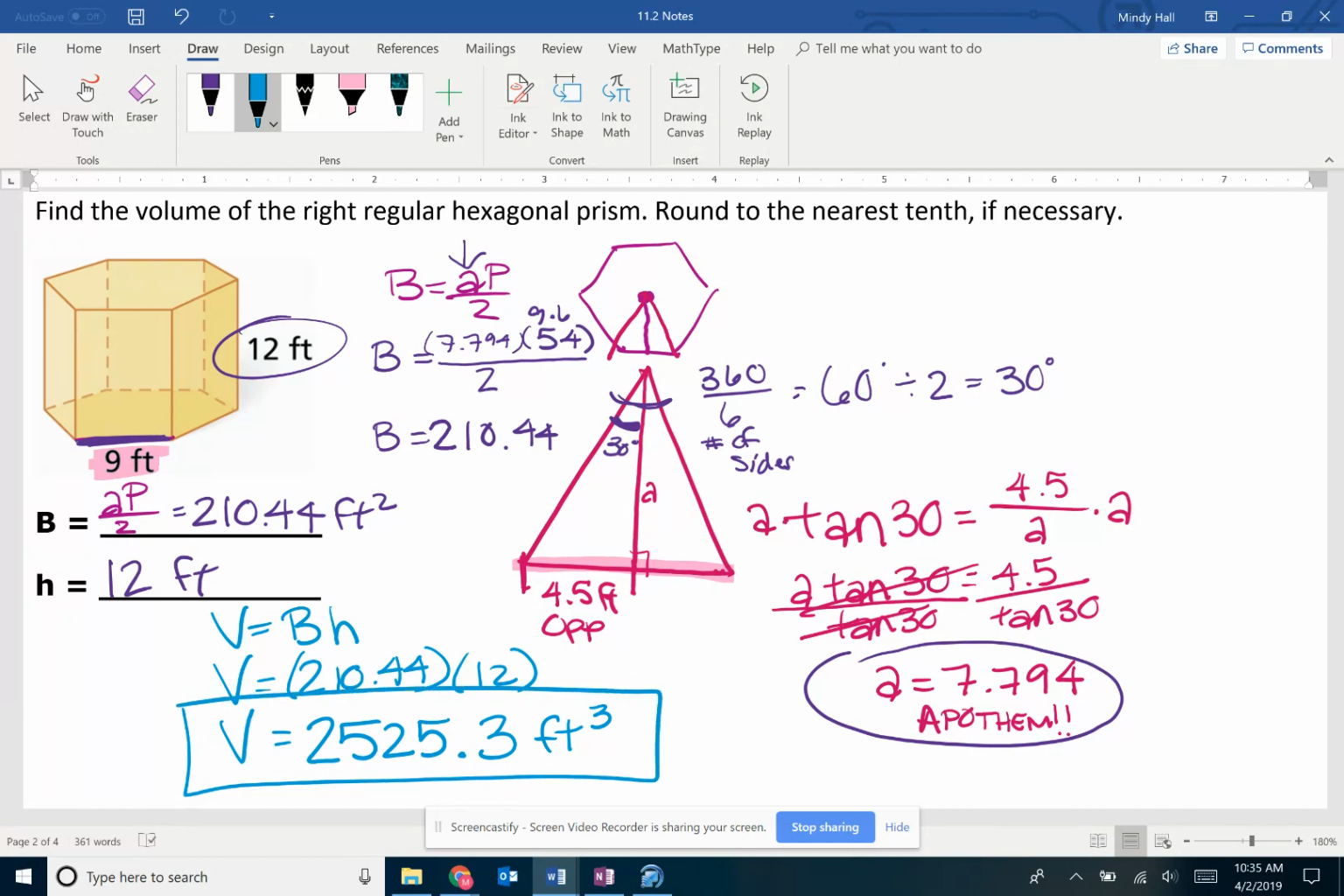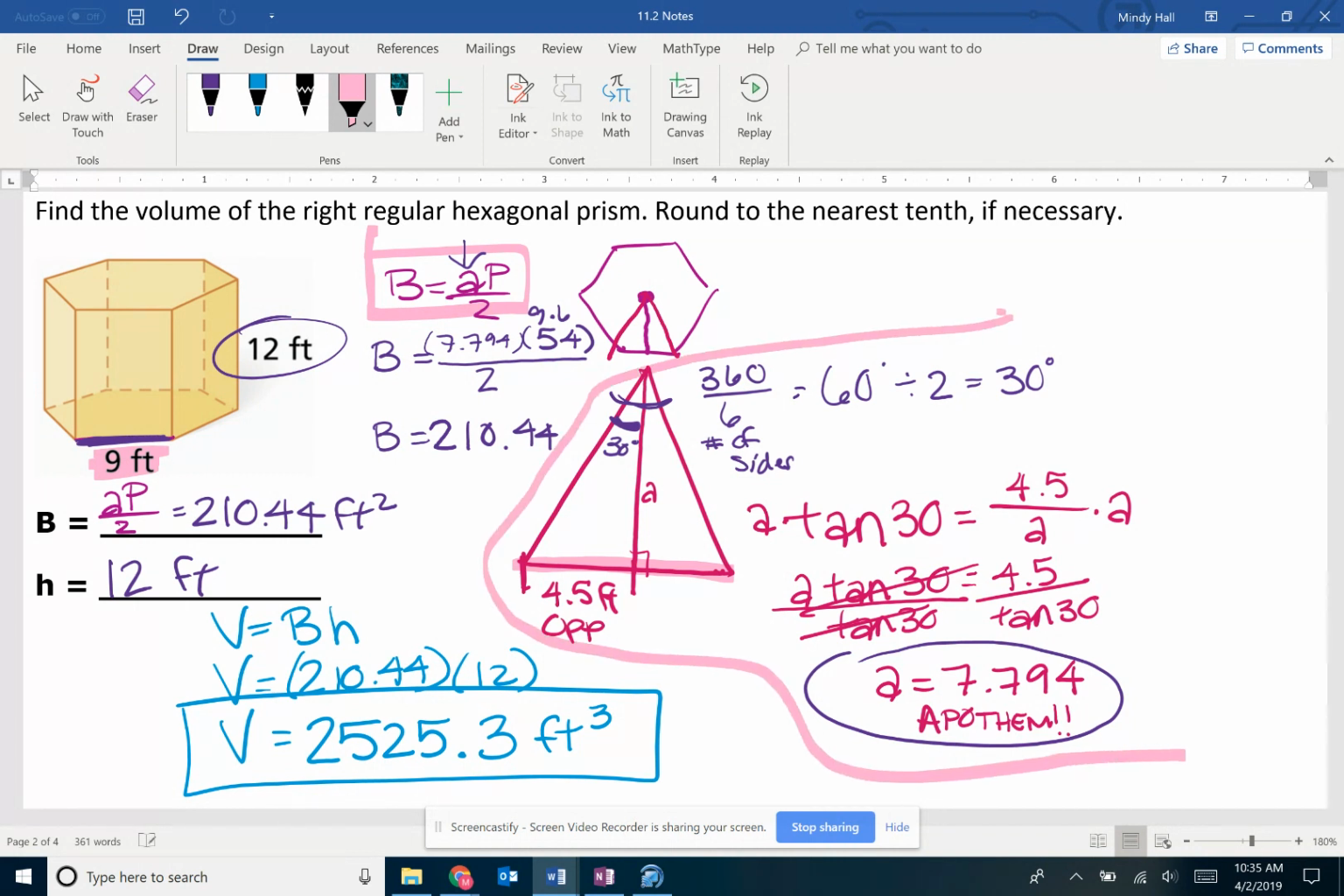Okay, so just remember when you have ones that have polygons, you have to use this formula, and oftentimes you're probably going to have to do some of the trig, and that's this stuff over here.